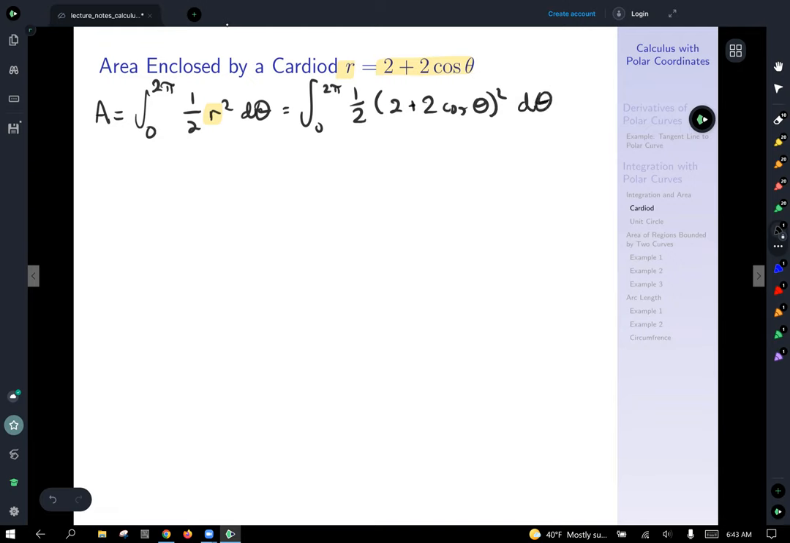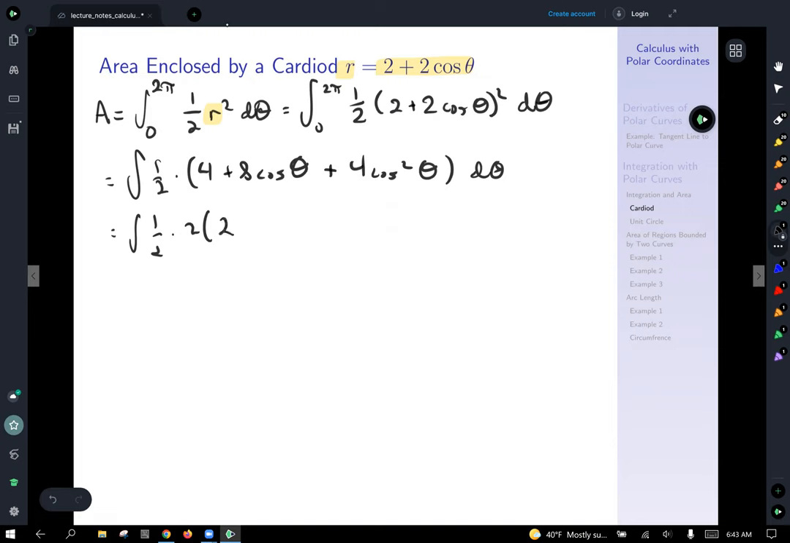Now, don't go ahead and factor out that 2 yet, because we have to deal with our exponent square first. Going to drop the limits of integration, but we'll come back for them later. 1/2 times parentheses, 2 times 2 is 4, plus 4 cosine theta plus 4 cosine theta gives us 8 cosine theta, plus 2 times 2 is 4 cosine squared of theta d theta. Now I can factor out a 2 to get the integral 1/2 times 2, (2 plus 4 cosine of theta plus 2 cosine squared of theta) d theta. Now those 2s reduce away, and my integral tidies up a bit.